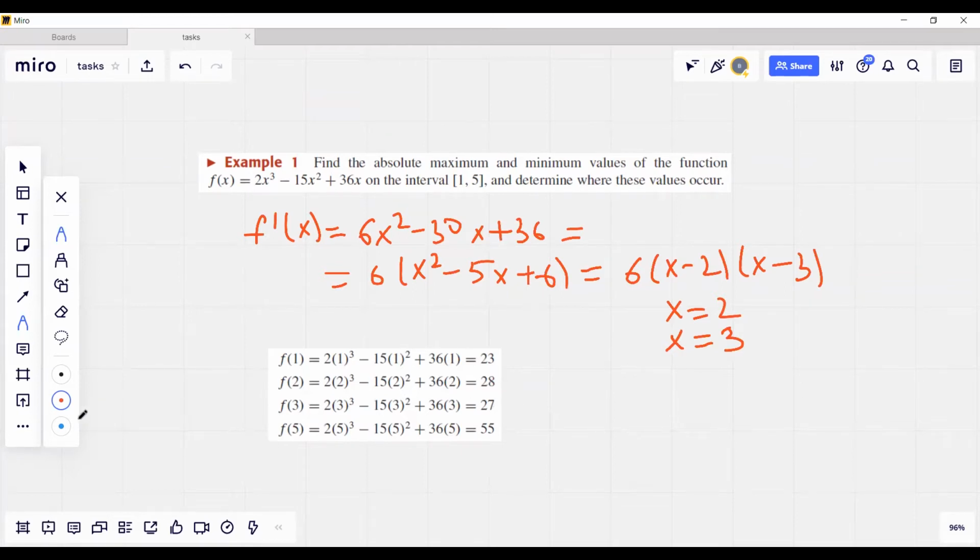Now we are going to find the largest and smallest values out of this. The smallest value here is equal to 23. So at x is equal to 1, we have absolute minimum of this function on that closed interval from 1 to 5. And at x is equal to 5, we have absolute maximum.